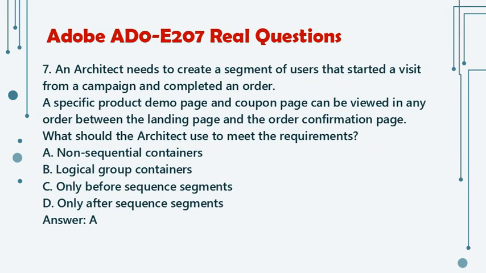7. An architect needs to create a segment of users that started a visit from a campaign and completed an order. A specific product demo page and coupon page can be viewed in any order between the landing page and the order confirmation page. What should the architect use to meet the requirements? A. Non-sequential containers. B. Logical group containers. C. Only before sequence segments. D. Only after sequence segments. Answer: A.